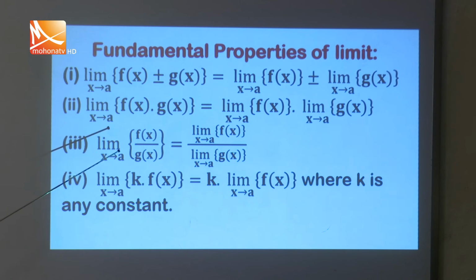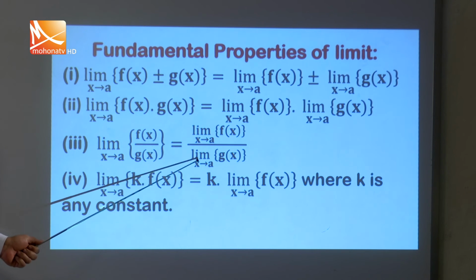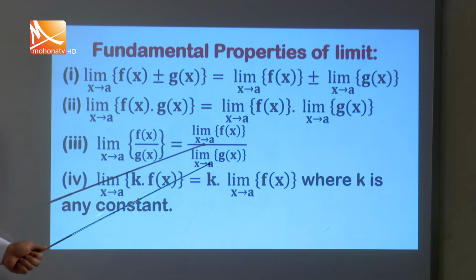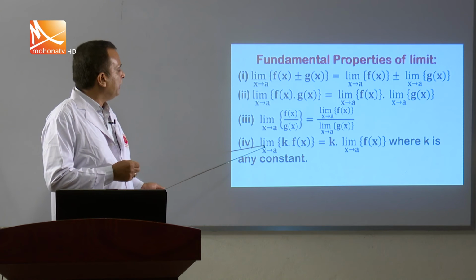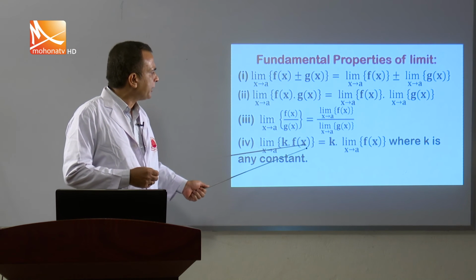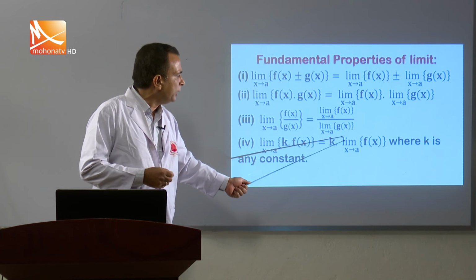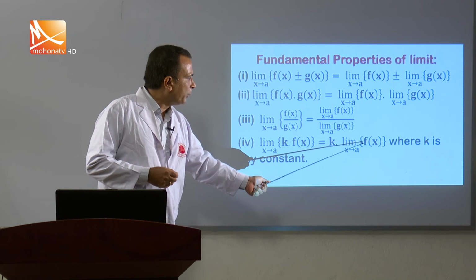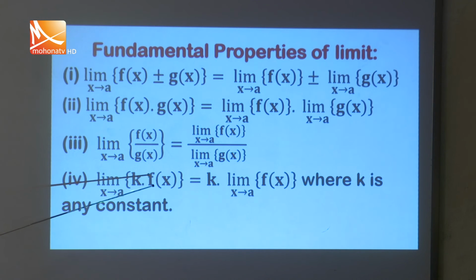Third one, the limit as x tends to a of f of x by g of x will be distributed to the numerator and denominator. That is why we can write it like this: limit x tends to a f of x by limit x tends to a g of x. Fourth one, limit x tends to a of k into f of x equals k into the limit x tends to a of f of x, where k is any constant.